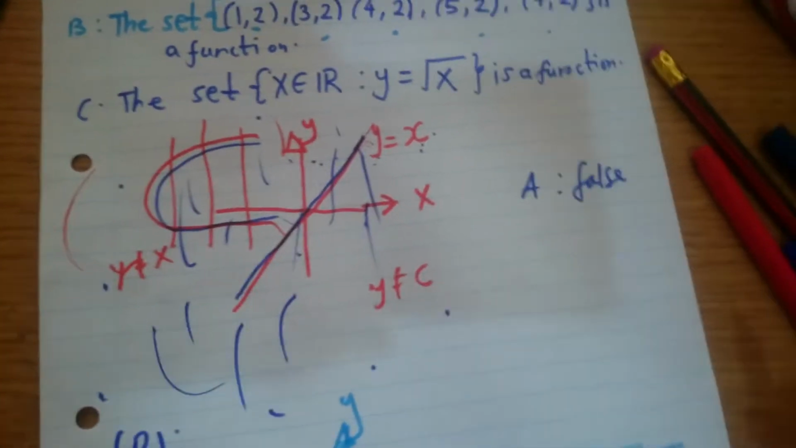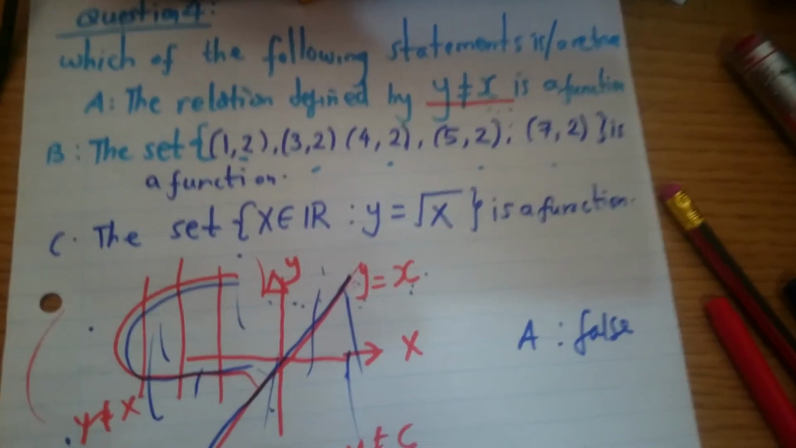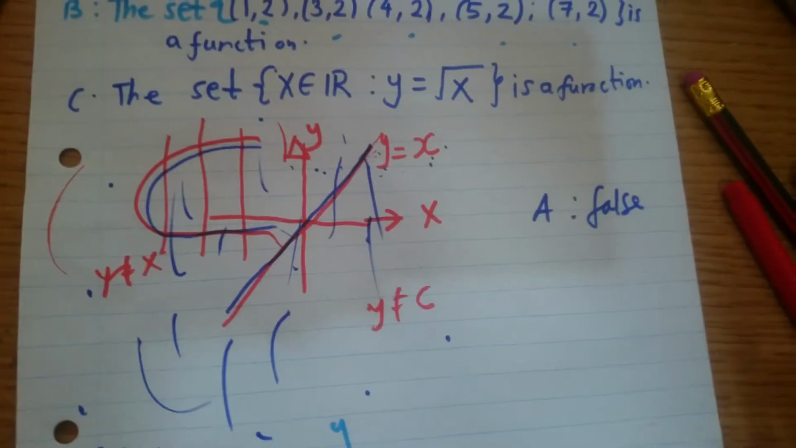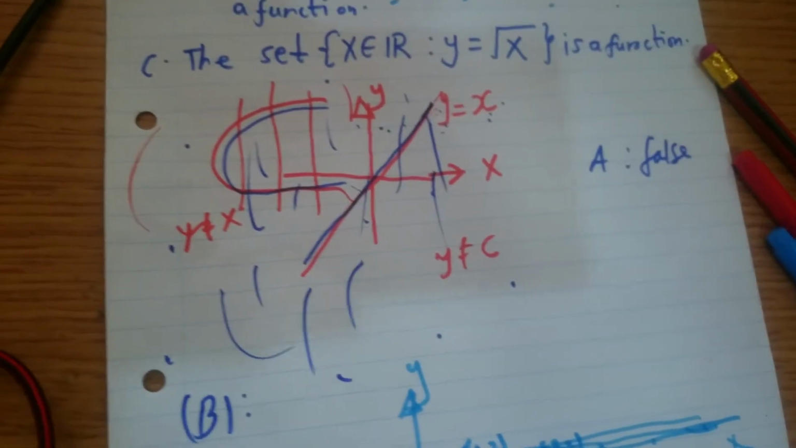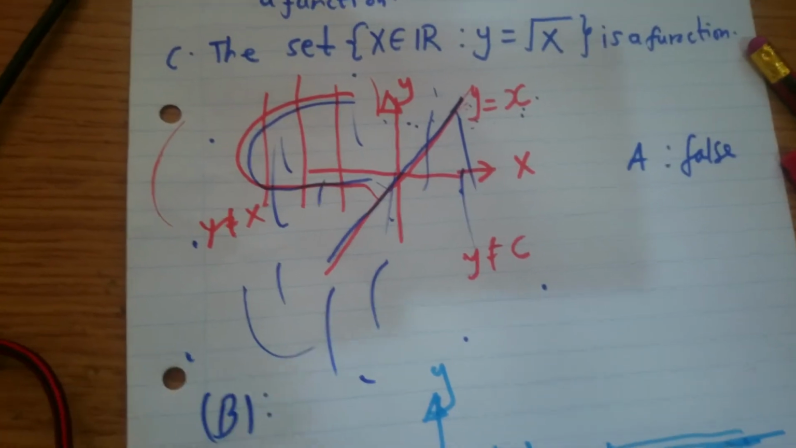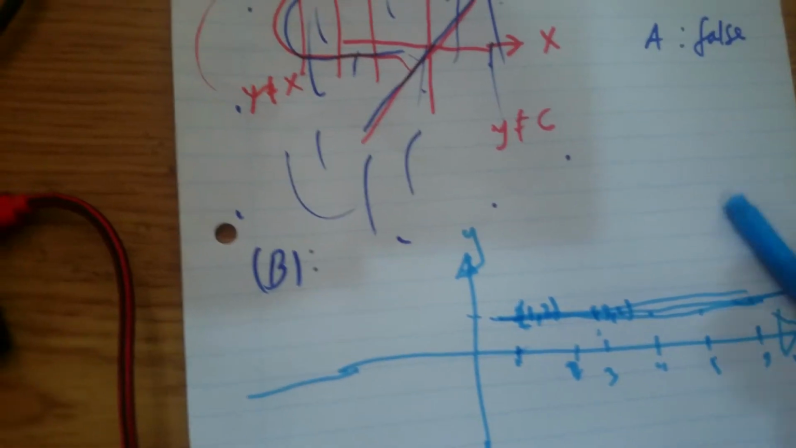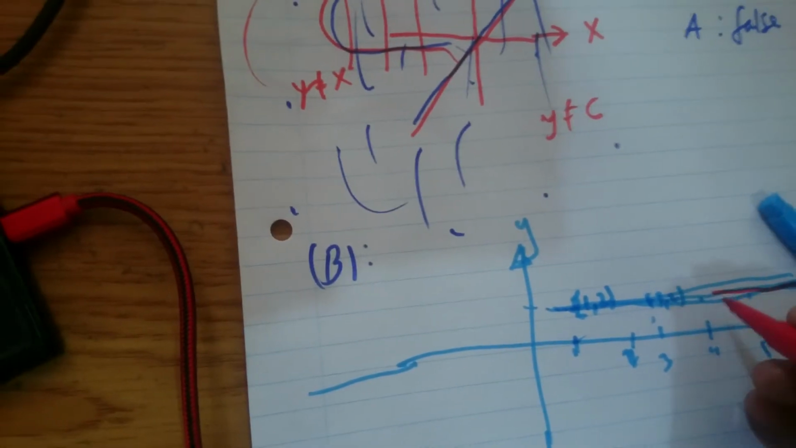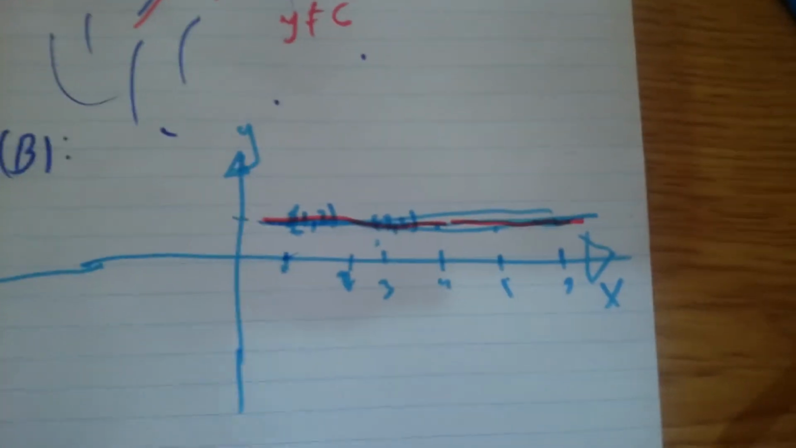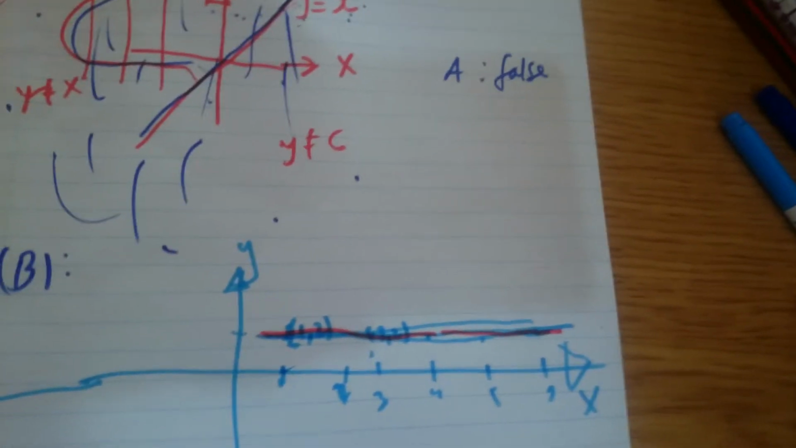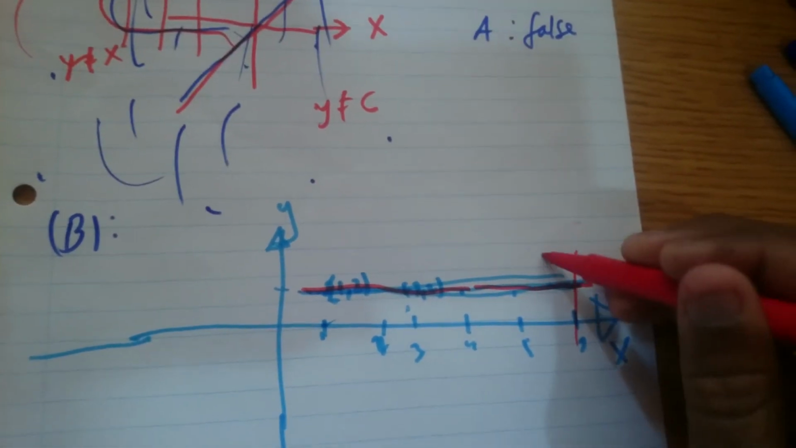If you had to represent this set of data on the Cartesian plane, it's going to look like that. So let's test if it's a function. How are we going to test? We know how to test. We're going to draw a vertical line. So let's do the vertical line test.